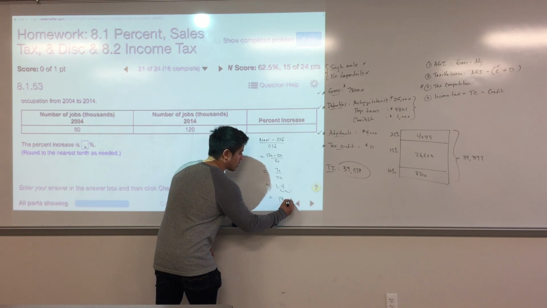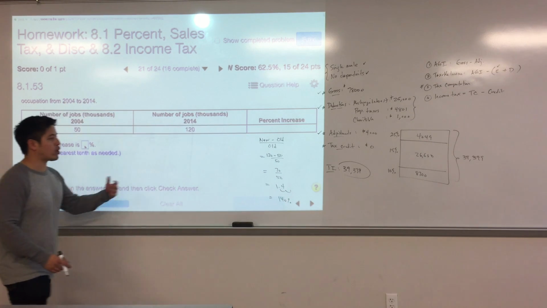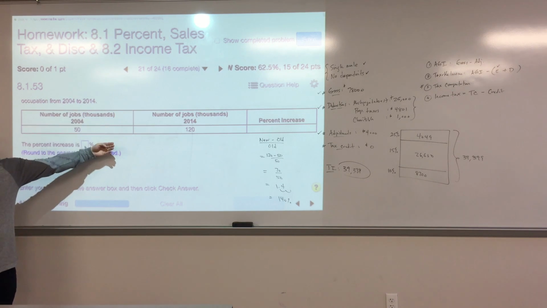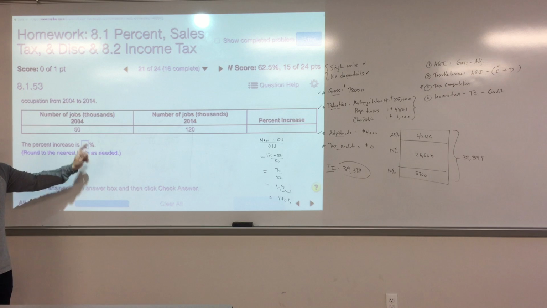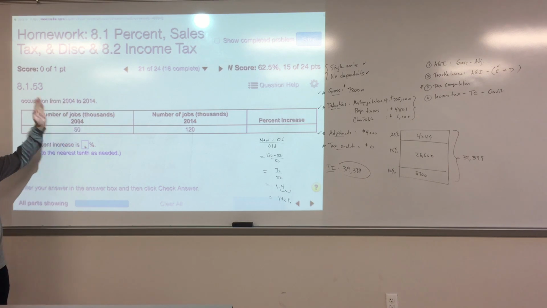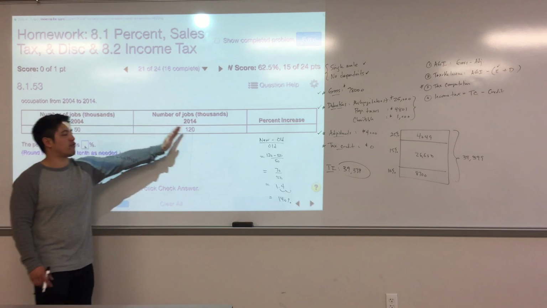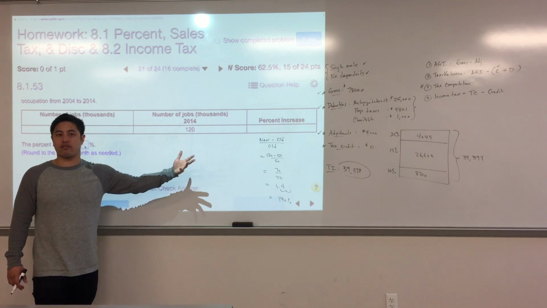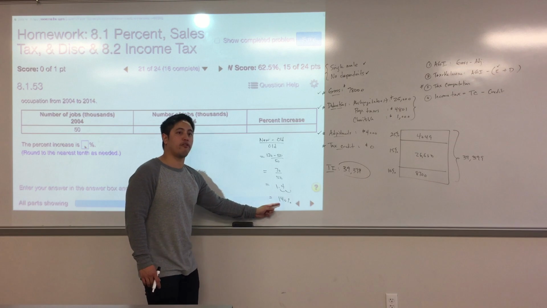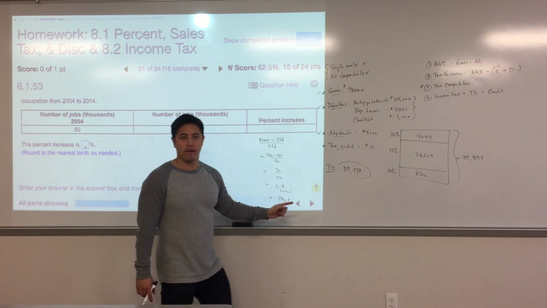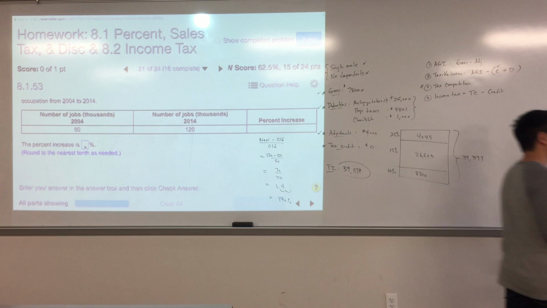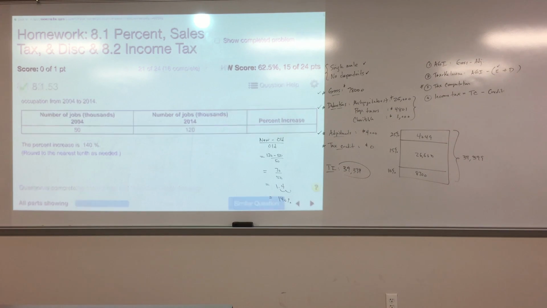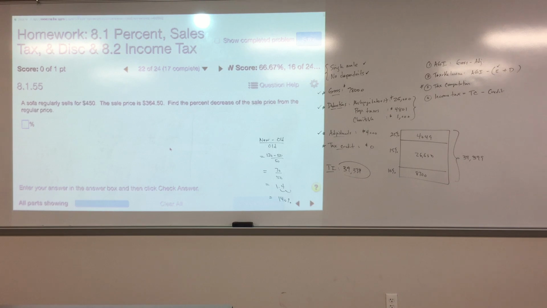And that makes sense, doesn't it? We had a 140% increase. That means that it doubled and a little bit more. The number of jobs between 2004 and 2014 doubled plus almost half. That's why it's a 140% increase. Make sense, guys? All right, so that's how you do it, and we didn't go to a decimal, so it's no big deal. Last question of the day.